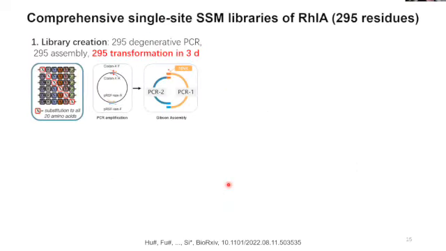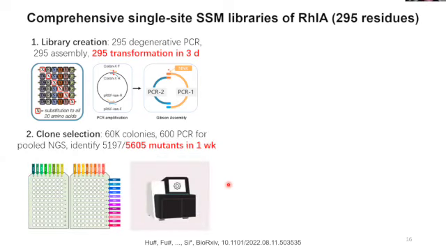Again, this protein has 296 residues. Basically, we do not change the start codon, but for the others we use PCR assembly and transformation to create this pooled library. Then we pick about 200 colonies per residue to have a 95% probability of full coverage. Then we use PCR to do pooled NGS, and from there we could identify the unique mutants.